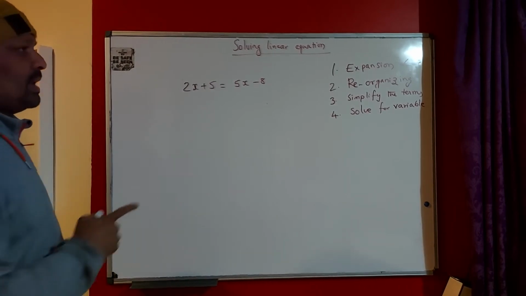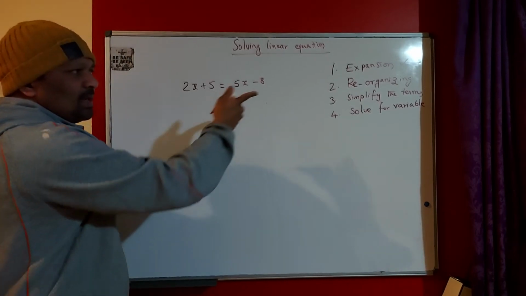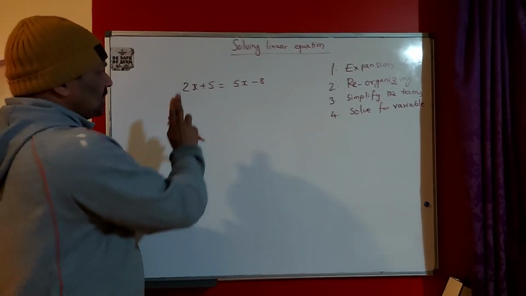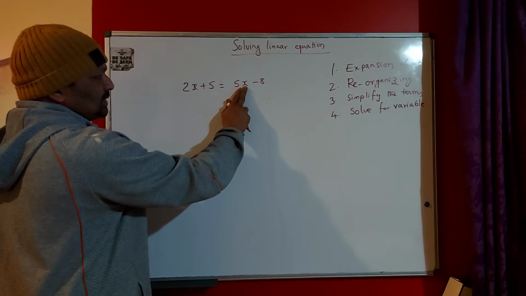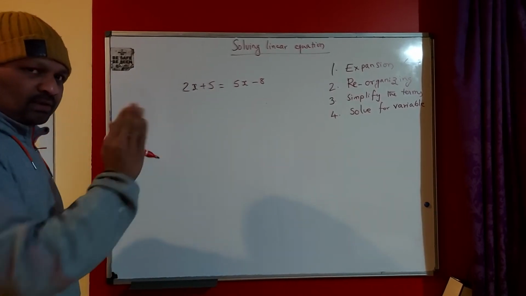Okay, let's do that. Is there any need for expansion? There is no need for expansion because there is no bracket. The second step, reorganizing the terms. So what are the terms? This is one term, this is the other. This is a term having x and this is a term having x. You bring it to one side.